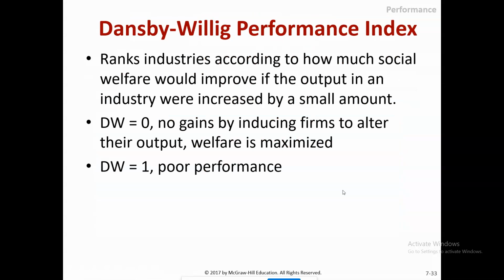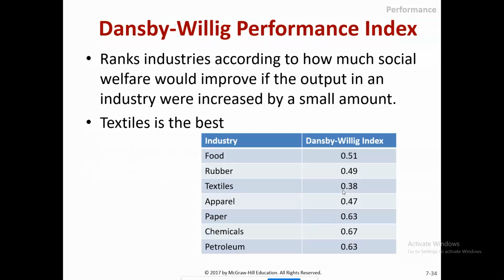When the Dansby-Willig Performance Index is 0, it means that the welfare of the industry is maximized. There will be no gains if firms are induced to alter their output. On the other hand, if the index is greater than zero, social welfare would improve if industry output were expanded. When the index is 1, it means that the industry is very poor in performance.